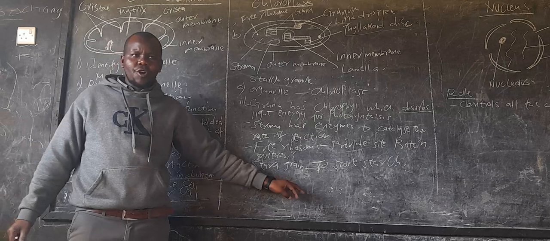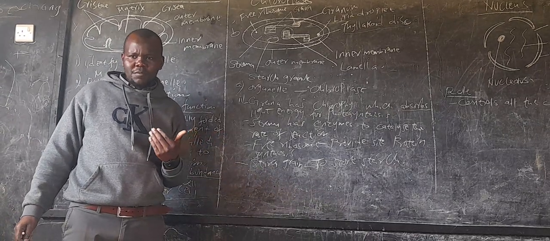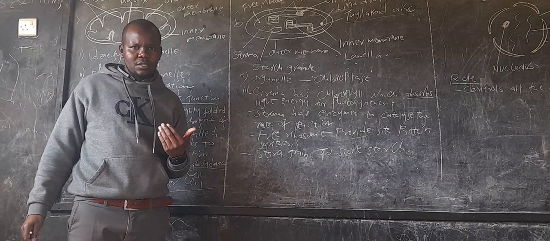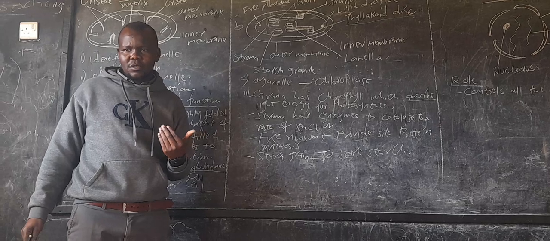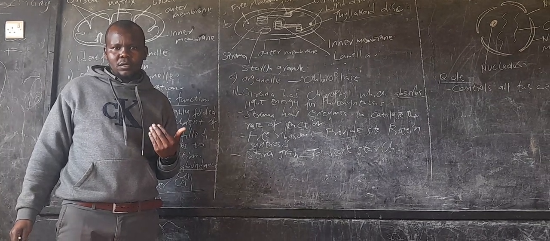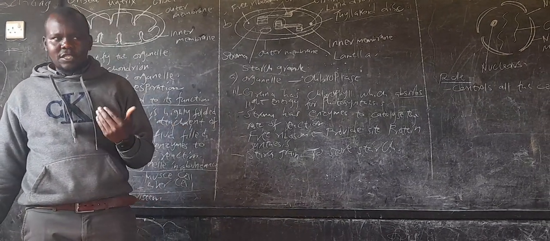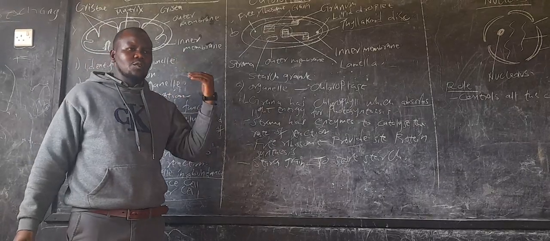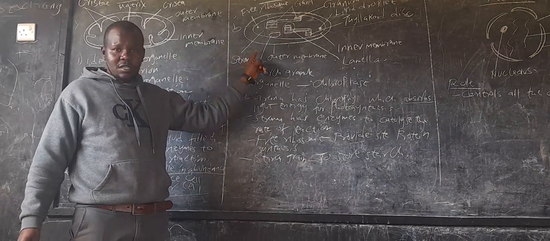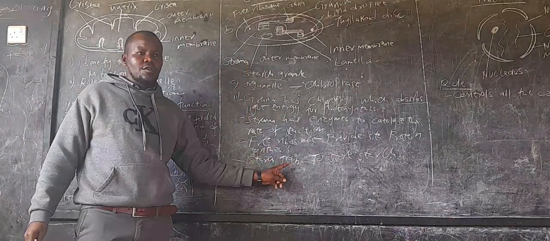The starch grain. During photosynthesis, what is formed? Glucose. Glucose is converted to what? Starch. Those conversions of glucose to starch will be stored in which point? Starch grain. Starch granule or the starch grain.